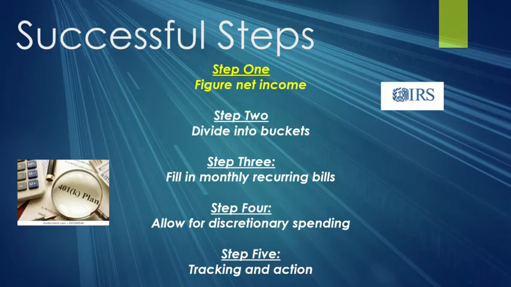So the very first thing that we're going to try and do is figure out what your net income is. The best way that I've found is to look at the past year or so to figure a yearly income and then divide that out by 12 for a monthly budget. So just trying to figure out what your income or your take-home pay is going to be on a monthly basis.